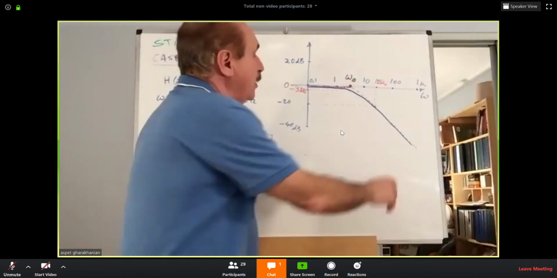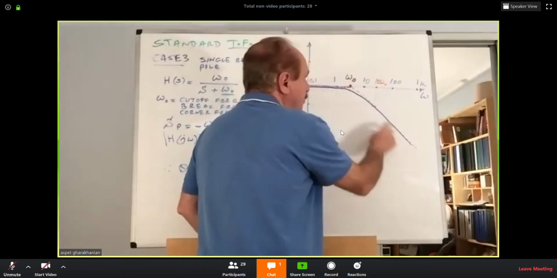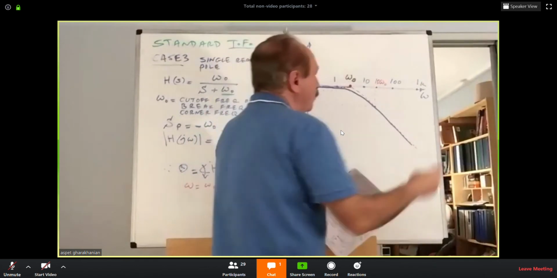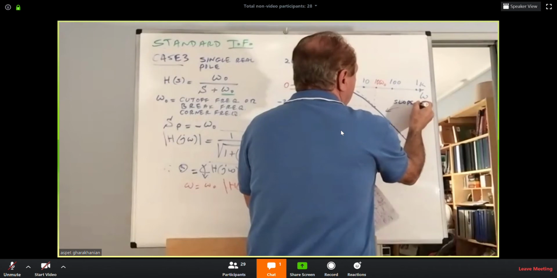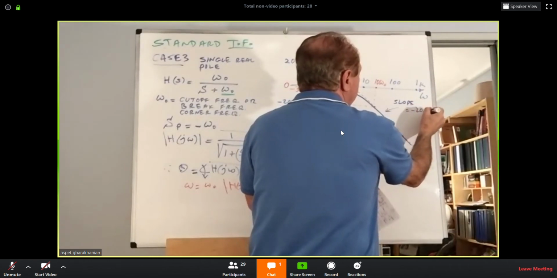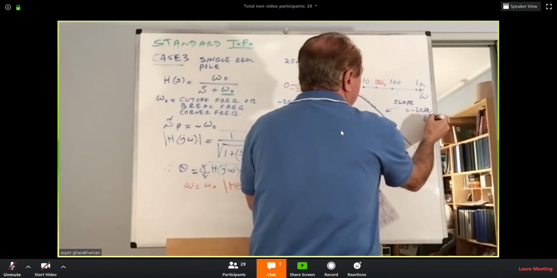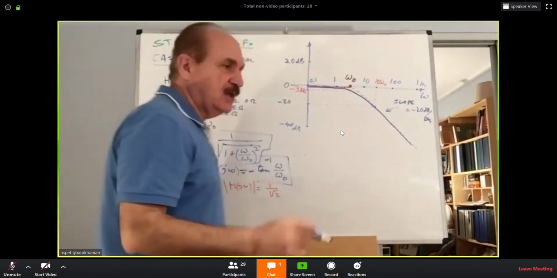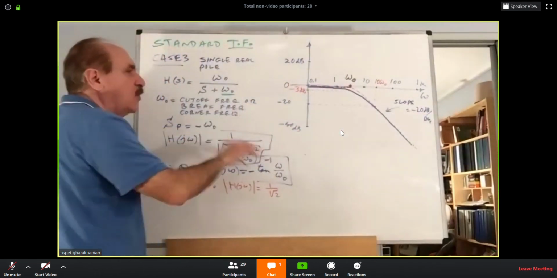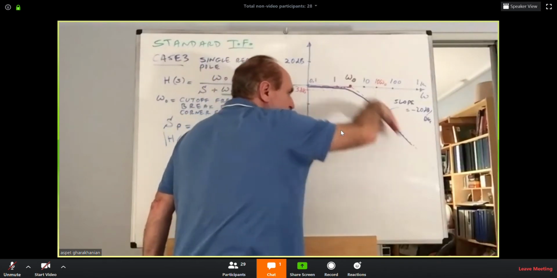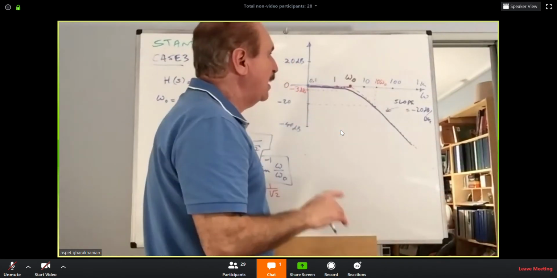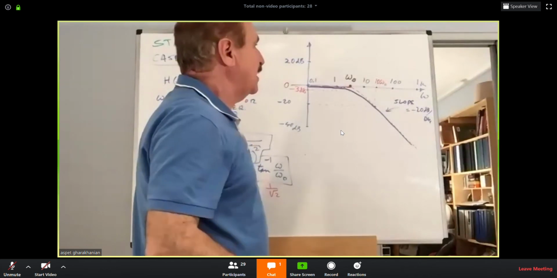So from this point onwards, the slope will always be equal to minus 20 dB per decade. That is a standard. A single pole always produces, for frequencies way above omega O, a rate of minus 20 dB per decade.